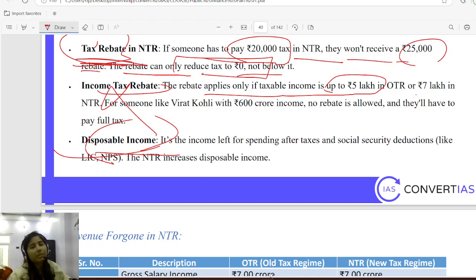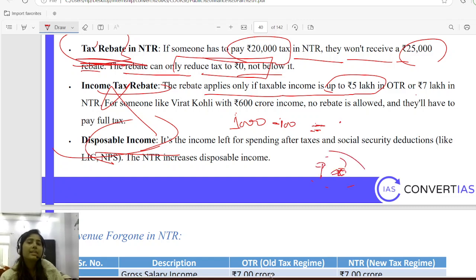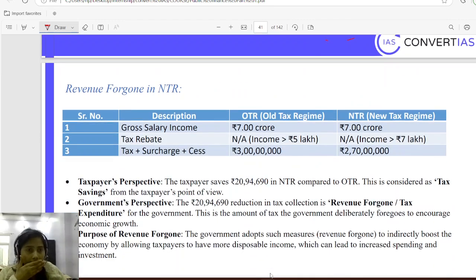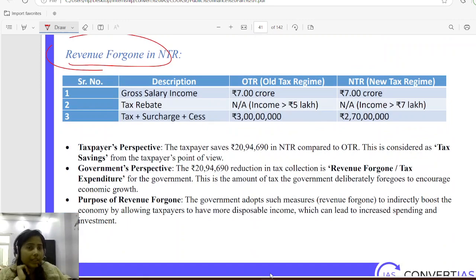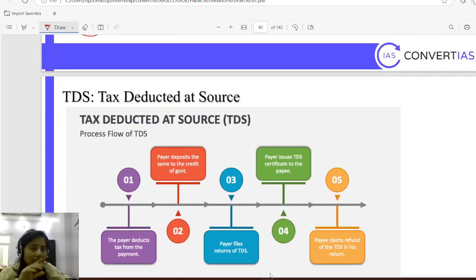Disposable income means, suppose I am earning 1,000 rupees, but I have to pay 100 rupees as tax to the government as well. My current income after paying tax would be 900. So this 900 is the disposable income. Then revenue forgone in the new tax regime: no need to explain, no need to learn.